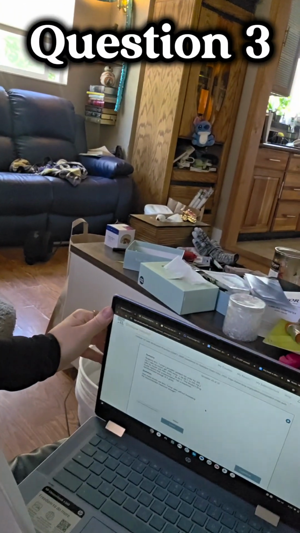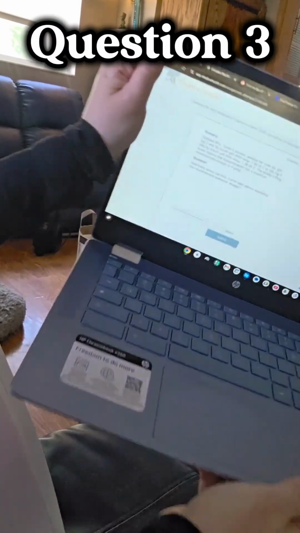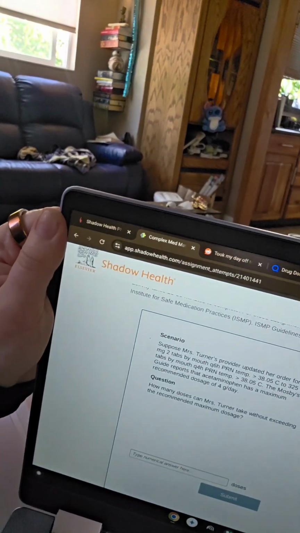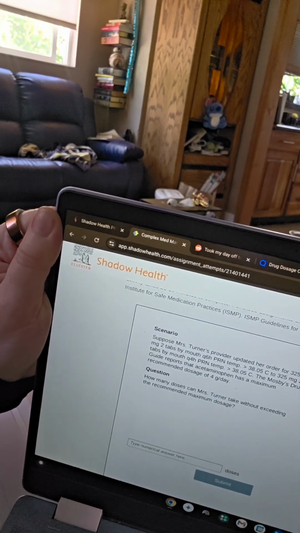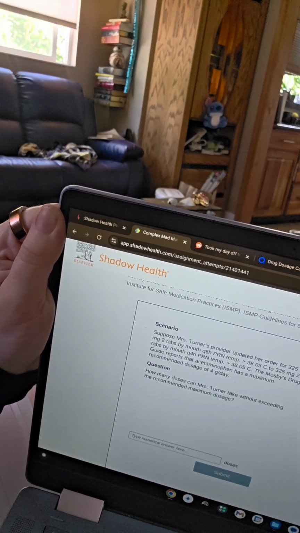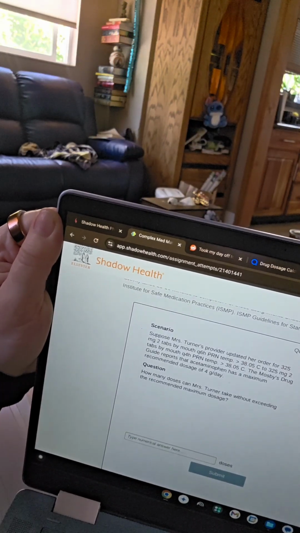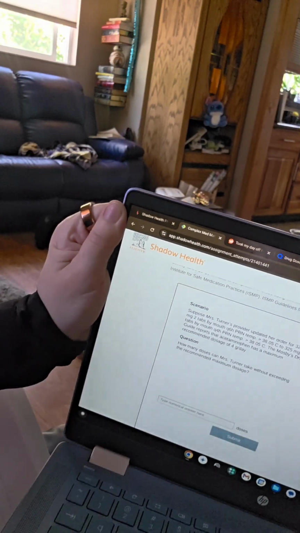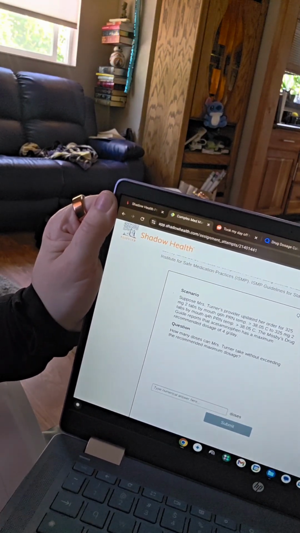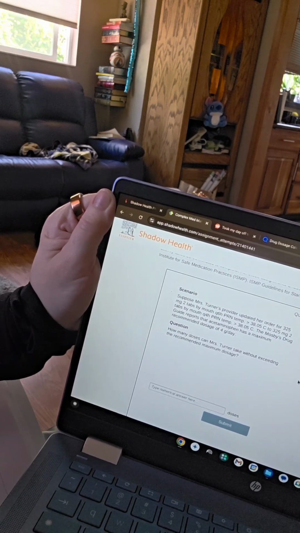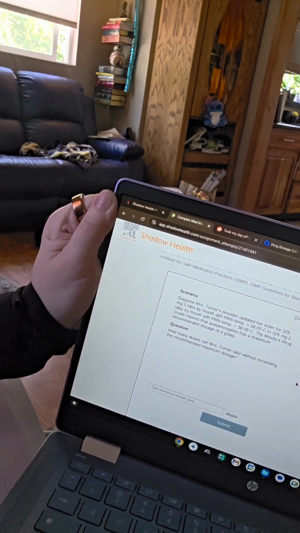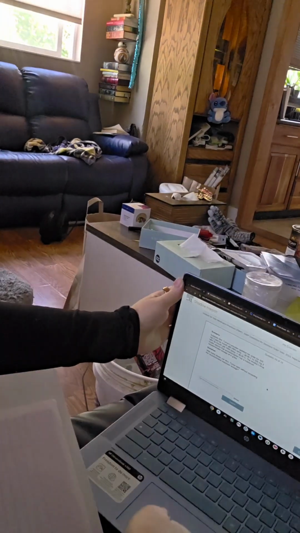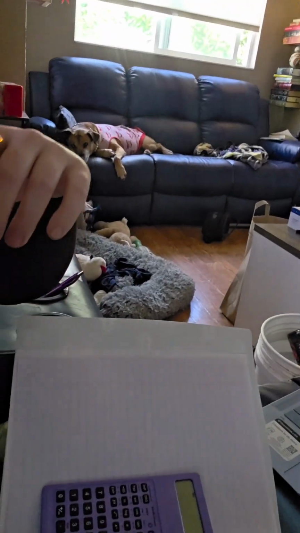Okay, so this one is, suppose Ms. Turner's provider updated her order for 325 milligram, 2 tablets by mouth, every 6 hours. Q6H means every 6 hours. PRN temp is greater than 38.05 Celsius, 325 milligrams. We already know this one is going to have a lot of things that don't apply here. So, let's kind of go into this.